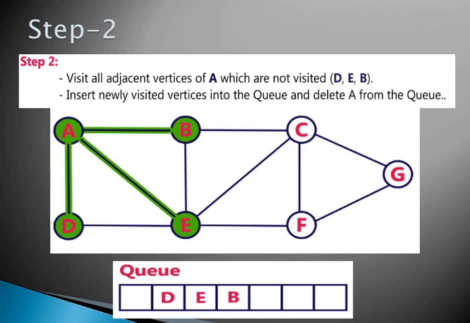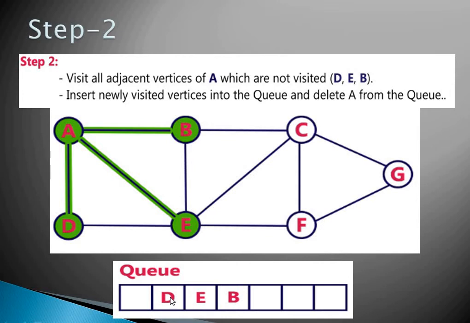Now see step number 2: you will have all the adjacent vertices from this A. So visit all the adjacent vertices of A which are non-visited. See that from A, the non-visited vertices are B, D and E. You have to visit all 3 vertices which are adjacent to a particular vertex, right? So these are the 3 vertices D, E and B, and all 3 vertices will be added to the Q.